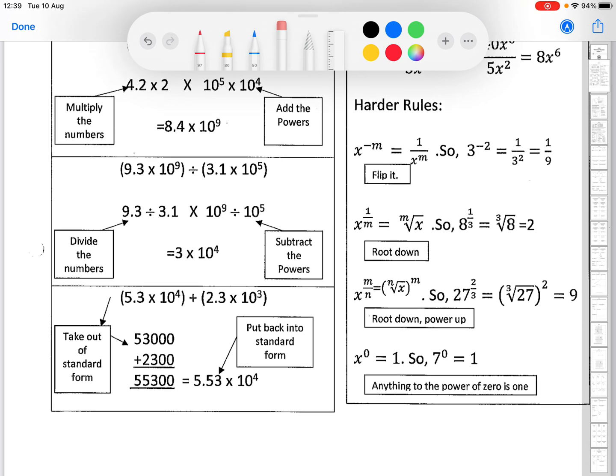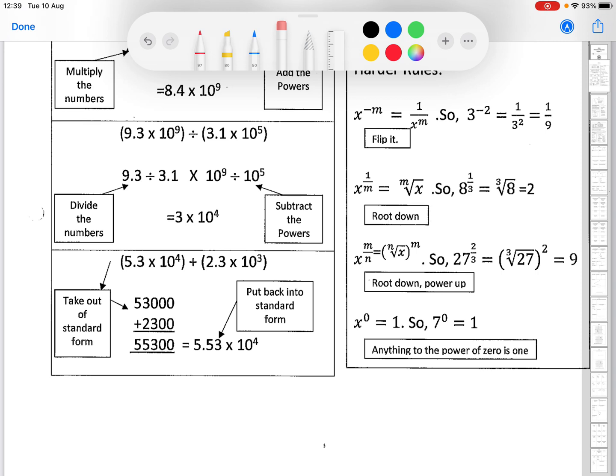Bit of harder rules now. This would just be in higher tier. If you've got anything to the power of a minus, it becomes 1 over. So you basically just flip it. But don't forget to actually work out this bottom value. In this one, 3 to the power of minus 2 means 1 over 3 to the power of 2. But work out 3 to the power of 2 because they'll normally ask you to find the value of. So they'll want 1 over 9 as your answer and not 1 over 3 to the power of 2.